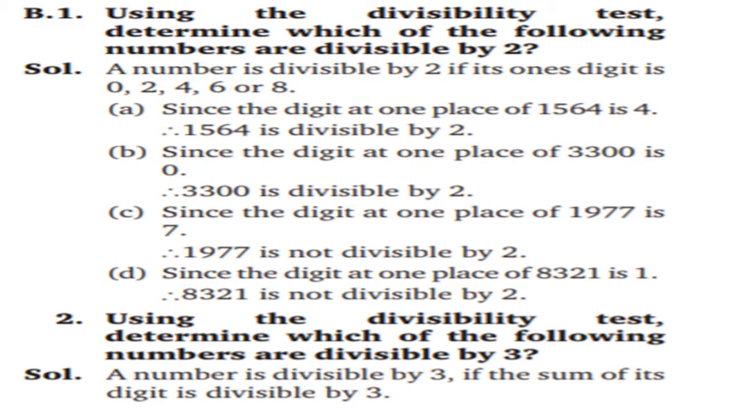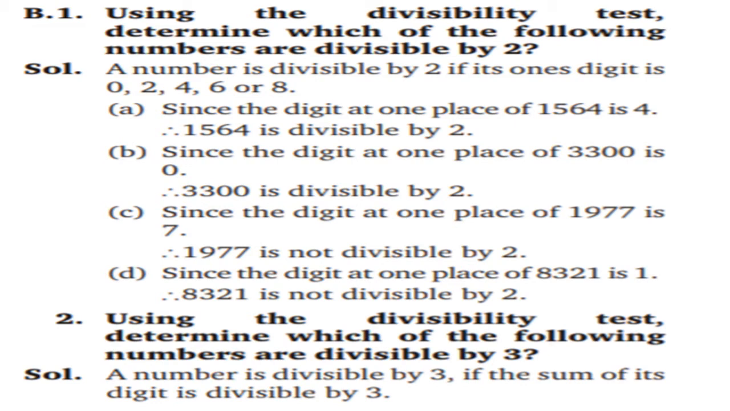Okay, now B part is 3300. So what is at the one's place? It is 0. So it means this number is also divisible by 2. Now C part is 1977. So at the one's place it has 7. So this number is not divisible by 2. Okay, D part is 8321. So at the one's place we have 1. So therefore this number is not divisible by 2.